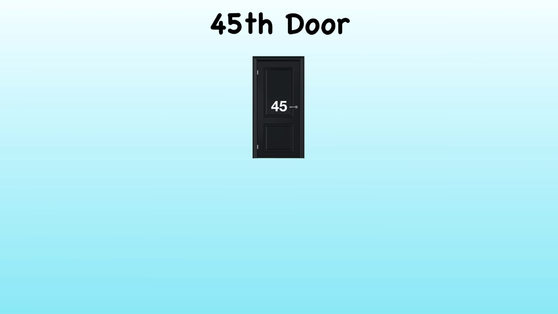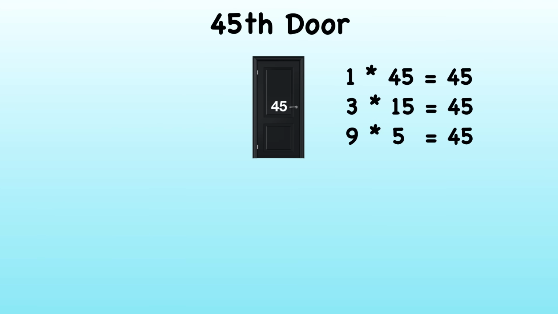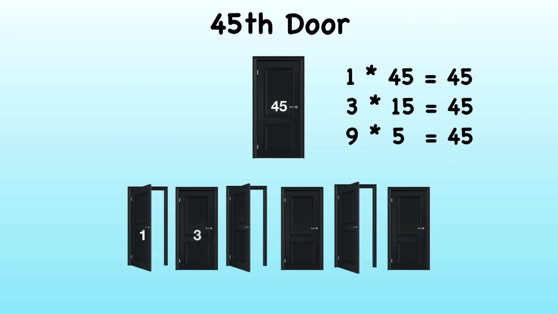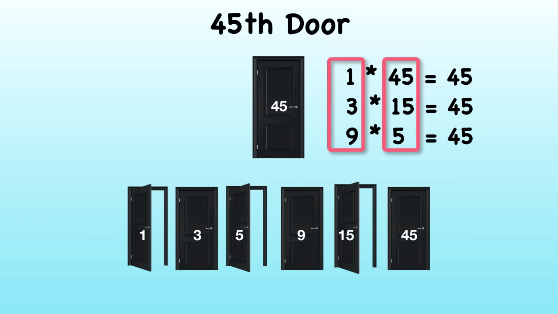A door is toggled in the nth walk if n divides the door number. For example, consider door number 45. Door 45 is toggled in the 1st, 3rd, 5th, 9th, 15th and 45th walk because these are the numbers which divide 45. So the door is switched back to its initial state for every pair of divisors. For example, 45 is toggled 6 times for 3 pairs, that is 1 and 45, 3 and 15, and 5 and 9.